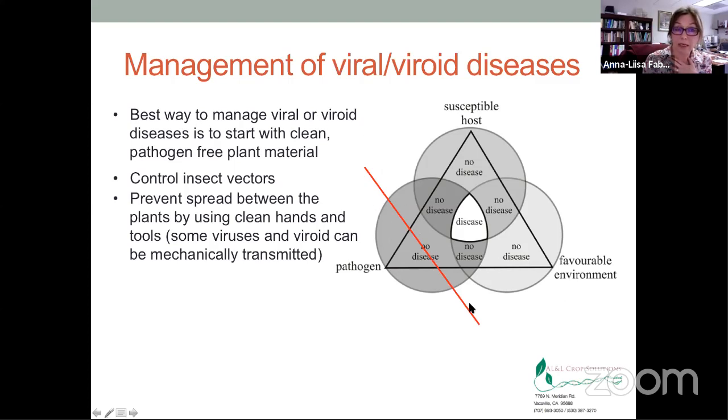Therefore, all the management is here. What we can do is avoid getting the pathogen into your plant material. That means you should be controlling insect vectors that could be introducing the virus into the plants. And of course, we can try to prevent the spread between plants. Let's say we found that one of the plants had hop latent viroid in it. Using sanitary practices, we clean our hands and tools between handling different plants, so that we don't transmit the viroids from one plant to another.